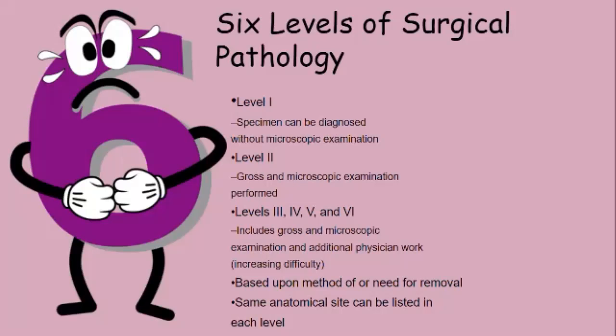So let's talk about the 6 levels of surgical pathology. So level 1, the specimen can be diagnosed without the microscopic examination. Level 2, gross and microscopic examinations performed. Levels 3, 4, 5, and 6 include gross and microscopic examination and additional physician work, which is increasing in difficulty. It's based upon the method or the need for removal. Same anatomical site can be listed in each level.